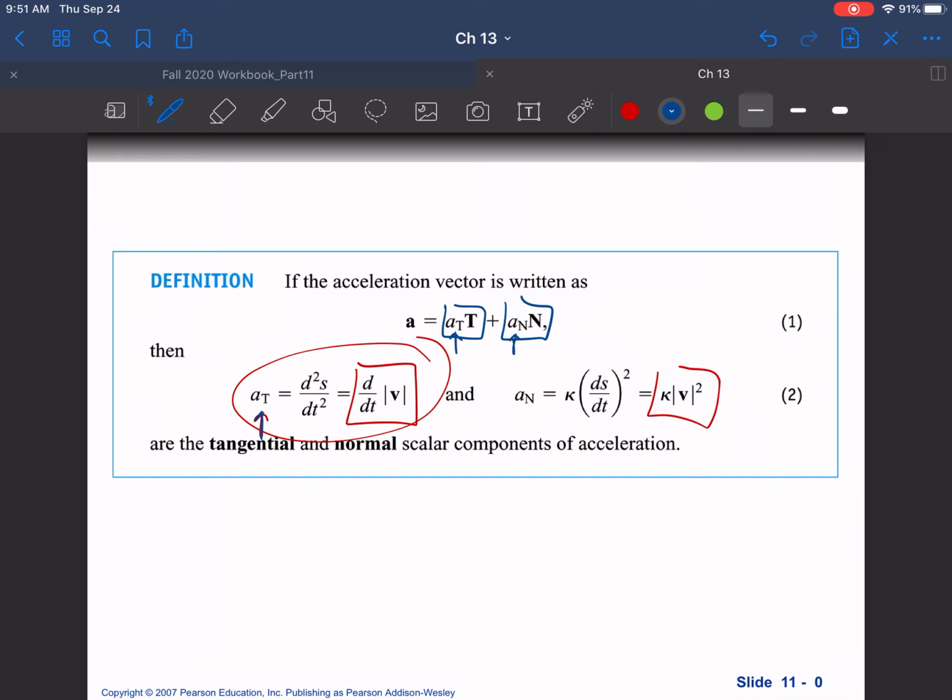The tangential component is the second derivative of our arc length, s, and that is just the first derivative of the speed. So a nice easy way to calculate the tangential component of the acceleration. And then from there, we had kappa times ds/dt, which becomes just kappa times v squared. So to calculate that, you'd have to calculate the curvature, kappa, first.